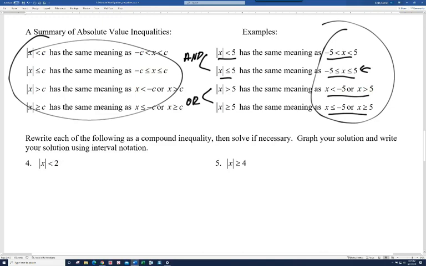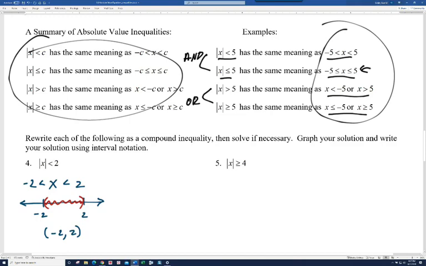All right, so with number 4 here, basically this is the between case or the AND case where x is between two numbers, basically the positive and the negative of 2, and your symbols should be less than symbols. So basically you have x is greater than -2 and less than +2. And when you graph that, it's everything between -2 and 2. And so -2 to 2 with parentheses on both sides, that's how we would write that in interval notation.